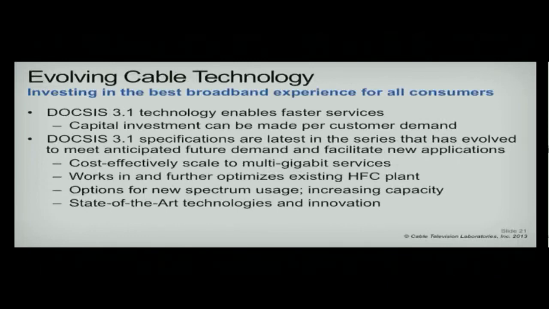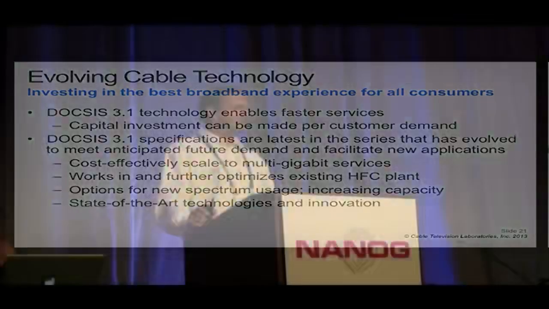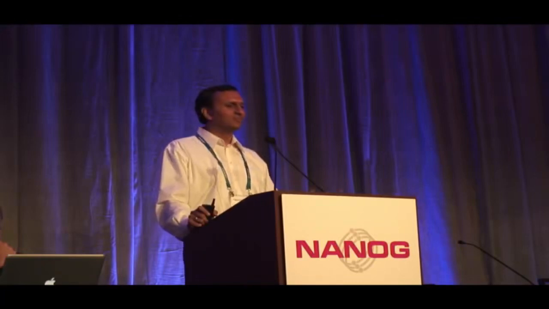So the cable industry is working hard to enable faster speeds and faster services. The goal is to get there cost effectively and to provide multi-gigabit services. That's really the goal. I expect multiple generations of 3.1 silicon and software to come out, and they'll start off at lower gigabits per second, working all the way up to 10 or so gigabits per second.